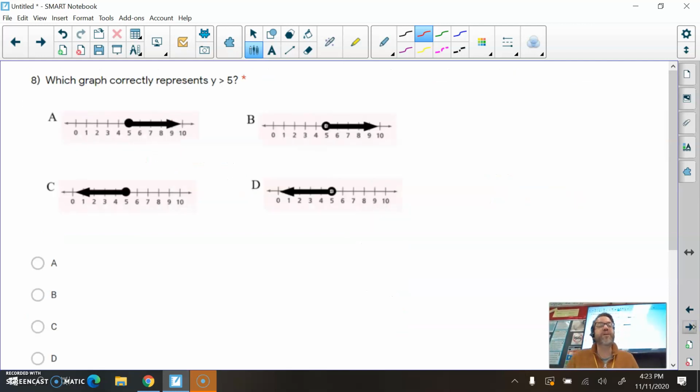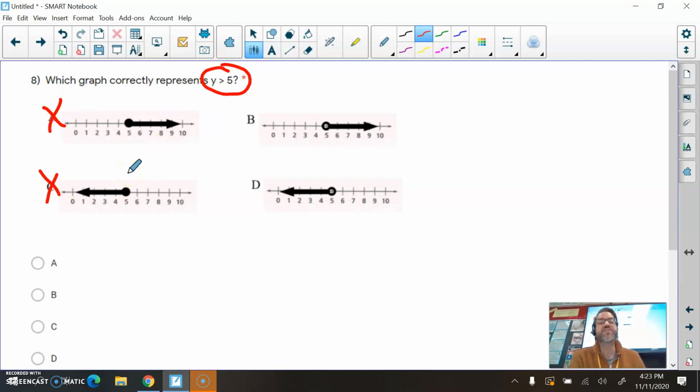Which graph correctly represents y is greater than 5? When we were talking about open and closed circles a little bit ago, when would we have the equal to in our symbol? Well, whenever we have a closed circle. This inequality does not have the equal in it. It's just greater than 5. So I know it can't be a closed circle. It won't be A, it won't be C, because those both have closed circles.